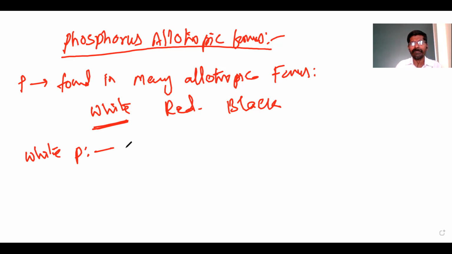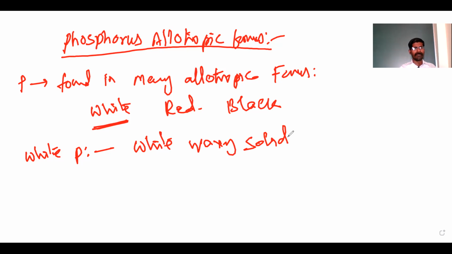The white phosphorus is present as a white waxy solid. It is insoluble in water but soluble in carbon disulfide.